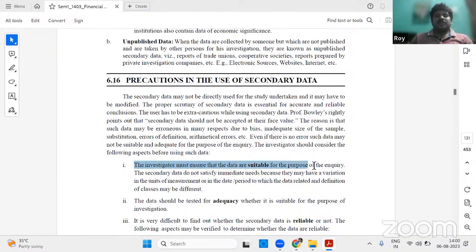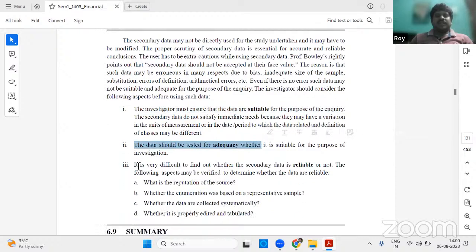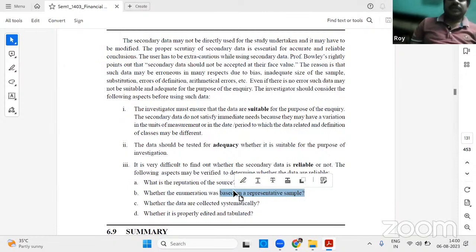The investigator must be sure the data is suitable for the purpose. The data should be tested for adequacy. It is very difficult to find out whether secondary data is reliable or not. Consider the reputation of the source and enumeration. You cannot take whatever data is available on the internet.